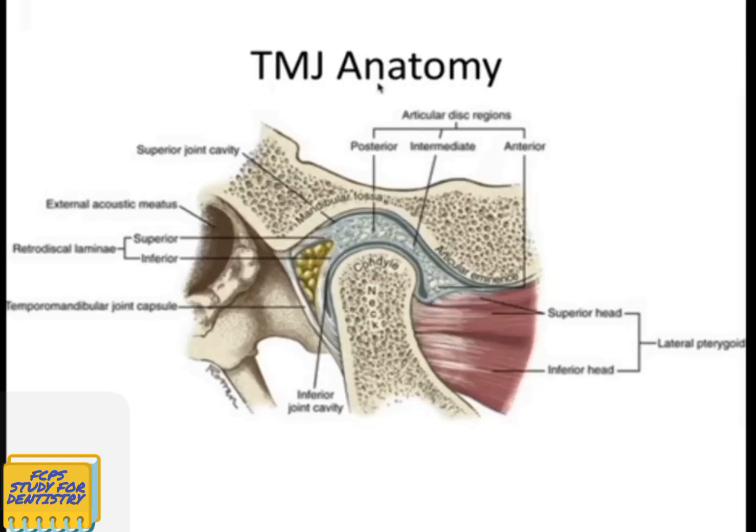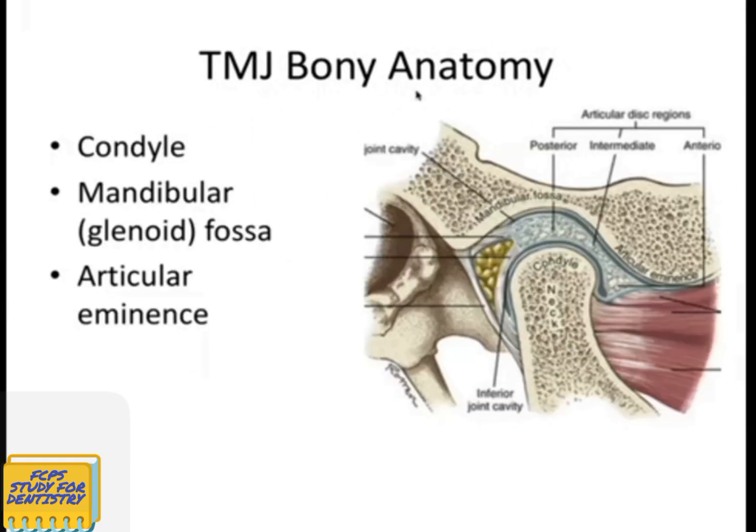Go over some basic TMJ anatomy. So the temporomandibular joint is the articulation between the condyle and the glenoid or mandibular fossa. The condyle is the condylar head of the mandible bone. The mandibular fossa, or the glenoid fossa, is this concavity in the temporal bone, and the articular eminence is this convexity also in the temporal bone.